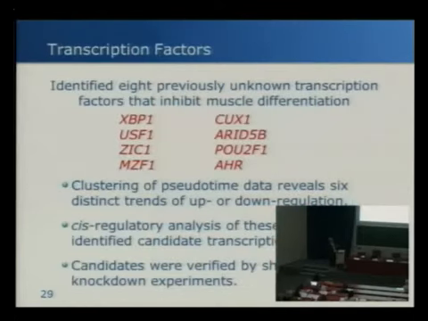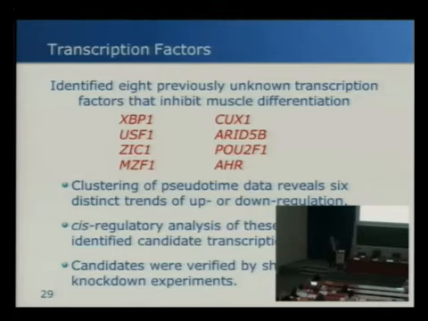And finally, I wanted to say that doing this analysis didn't just tell us things that were already known. They could actually use this analysis to identify new transcription factors that had not been discovered before. Again, people have been studying this for over 30 years, and this was still able to find 8 transcription factors that inhibit muscle differentiation that were previously unknown.